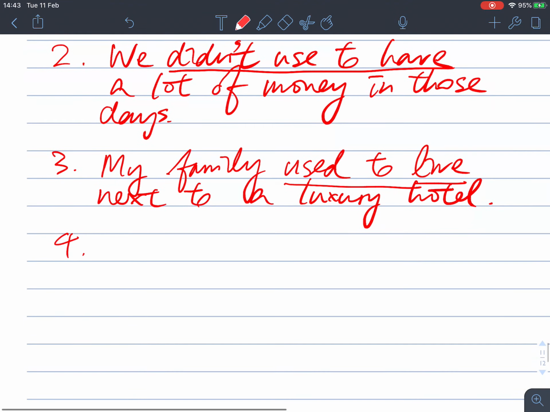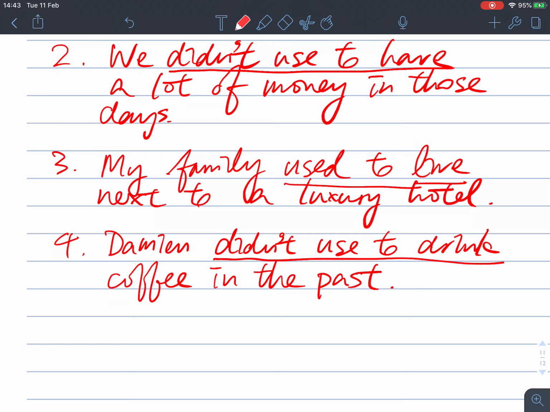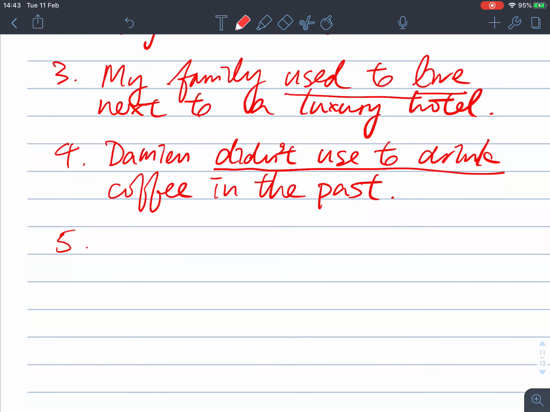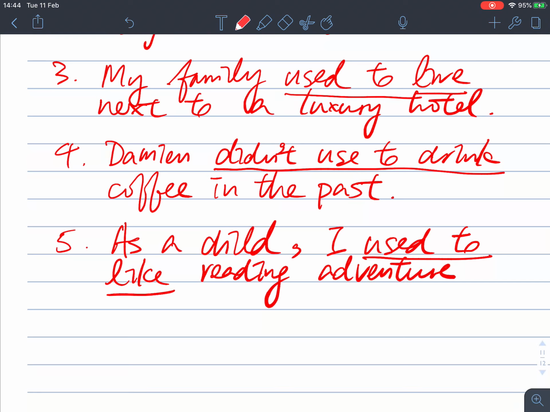Okay, and then 4, Damien not drink coffee in the past. So drink should be an action, right? So here negative statements again. So Damien didn't used to drink coffee in the past. Okay, negative sentences. And then 5, as a child I like reading adventure novels. So like is a state. So the sentence will become something like this. As a child I used to like reading, okay, adventure novels.